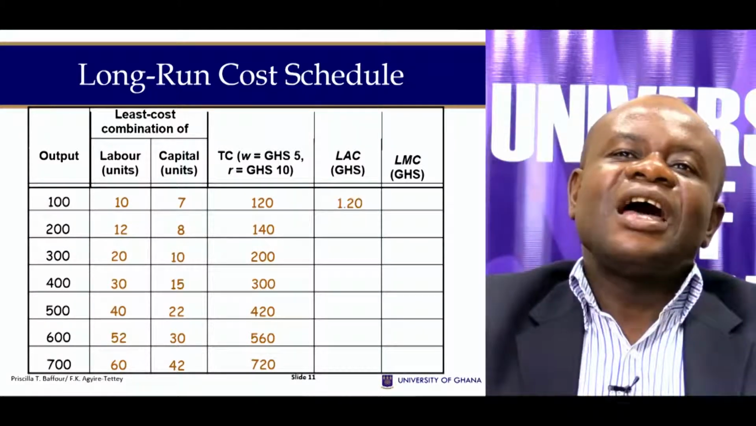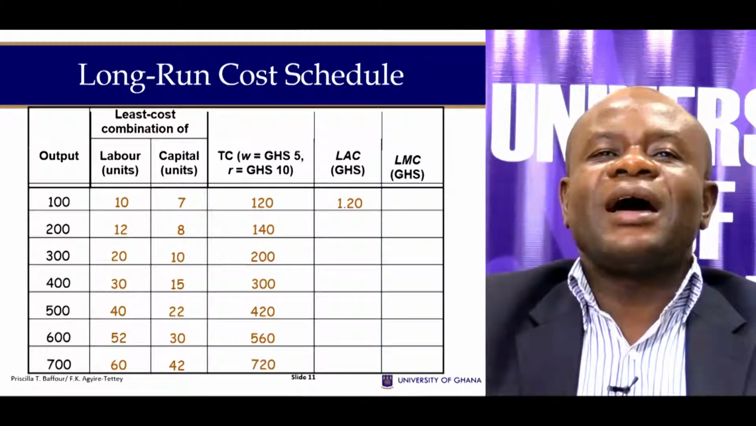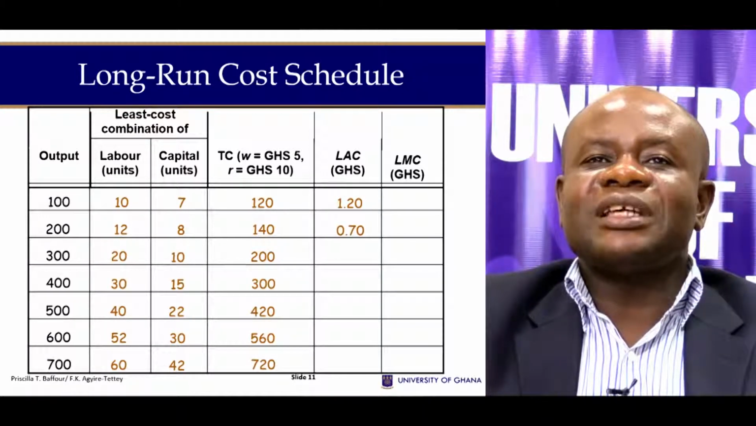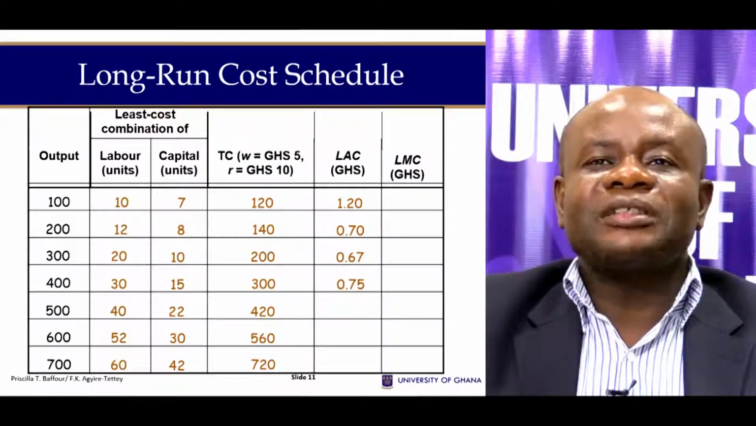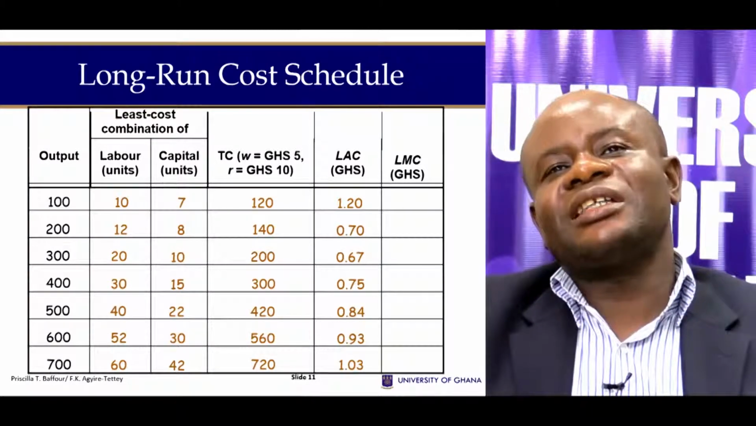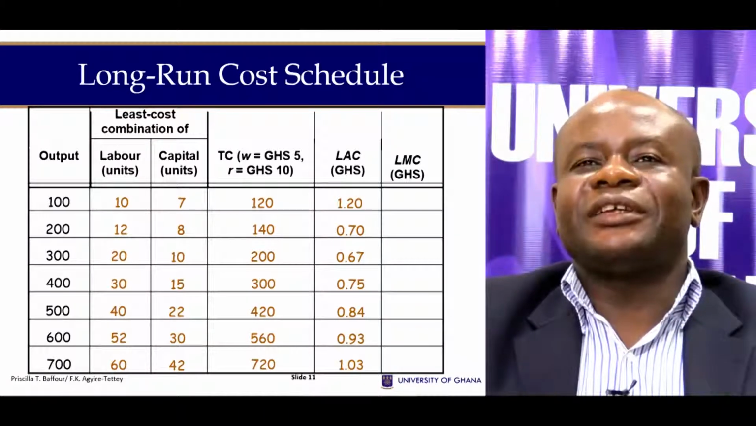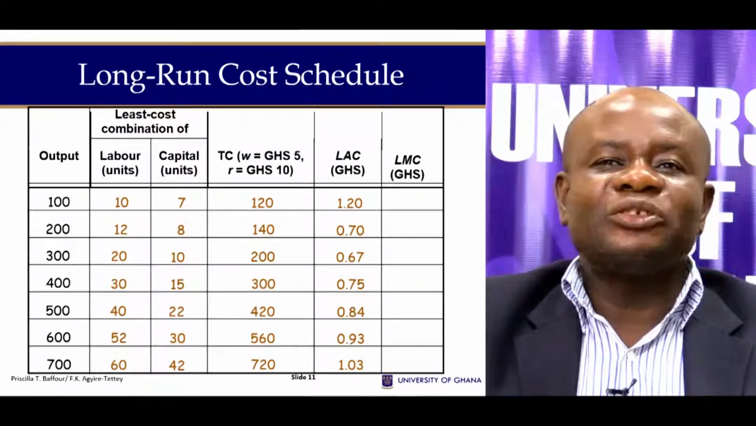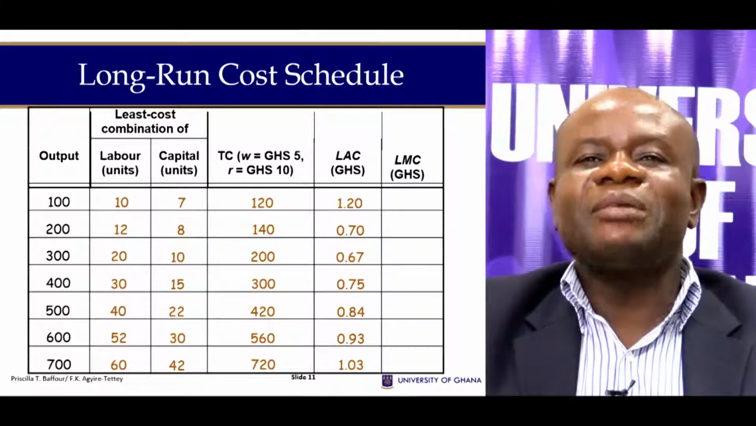We can use this to calculate our long-run average cost. We know that the long-run average cost is the total cost divided by output. So a total cost of 120 divided by 100 gives you 1.2. The next one gives you 0.7. Subsequently, at an output of 300, we get 0.767. The next one is 0.75, then 0.84, then 0.93. So we see that our long-run average cost is higher when output is at 100, but falls to 0.7, then falls again to 0.67, then it begins to rise to 0.75, 0.8, up to 1.03. So it falls to a minimum, and then it rises.